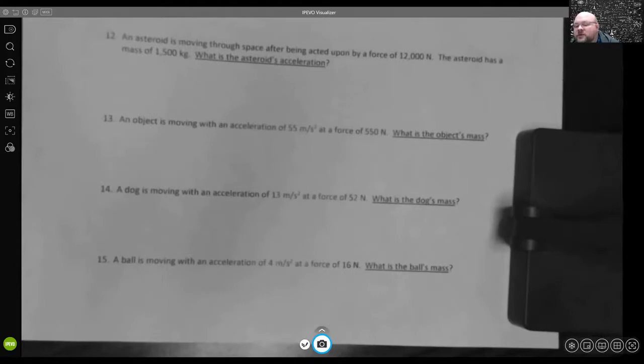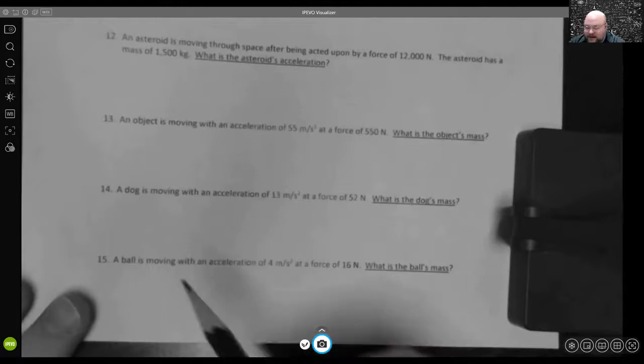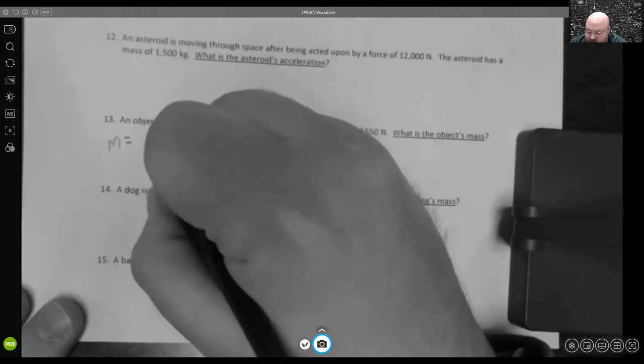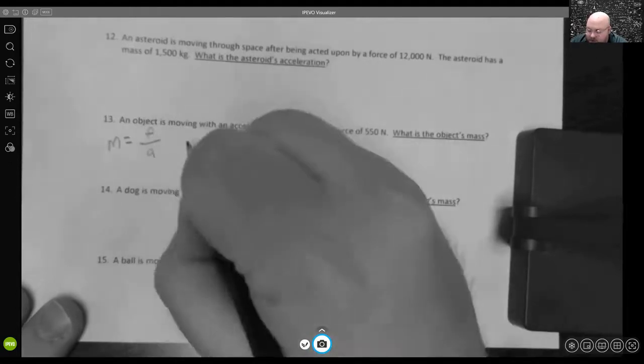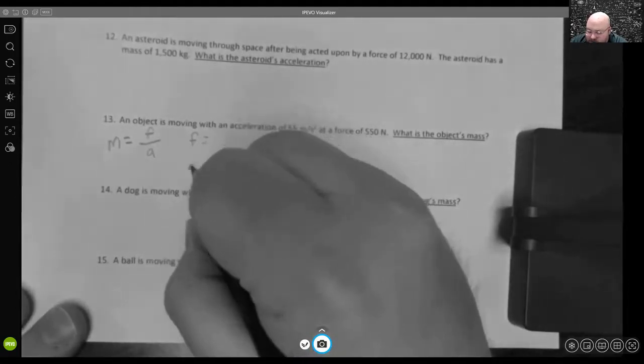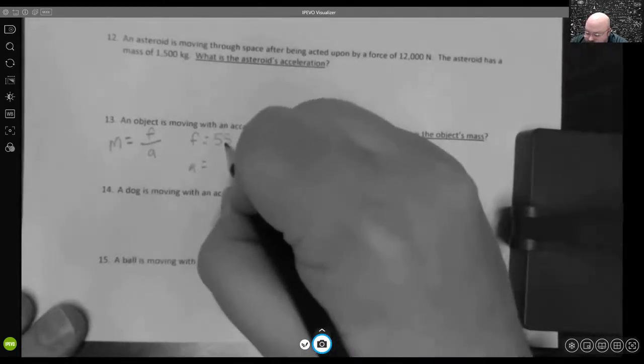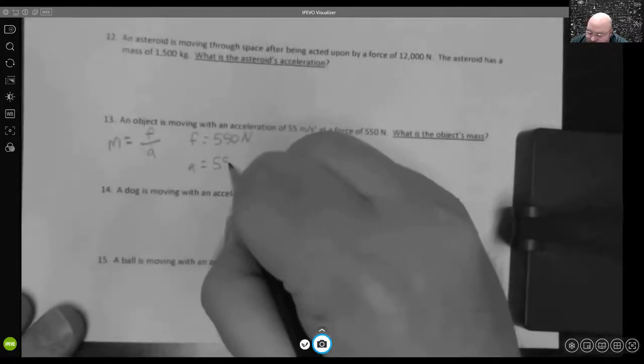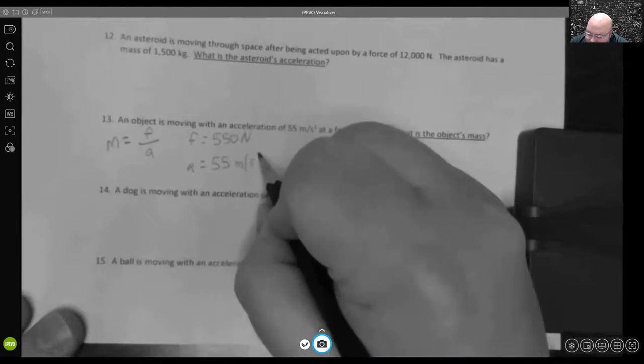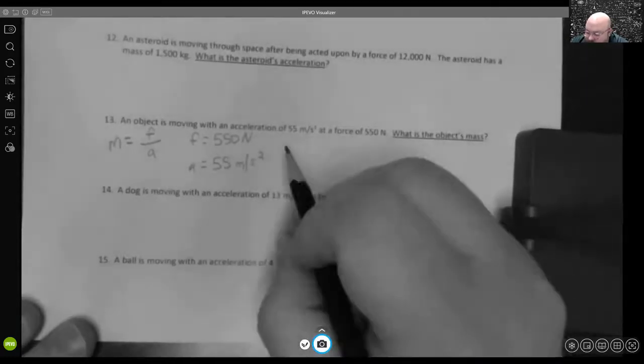It says an object is moving with an acceleration of 55 meters per second squared at a force of 550 newtons. What is the object's mass? So it says, what is the object's mass? We know we're looking for mass. Mass equals force divided by acceleration, so F over A. We take these numbers here. Our force in this problem is 550 newtons. Our acceleration is 55 meters per second squared. Okay. Now we just plug them in.